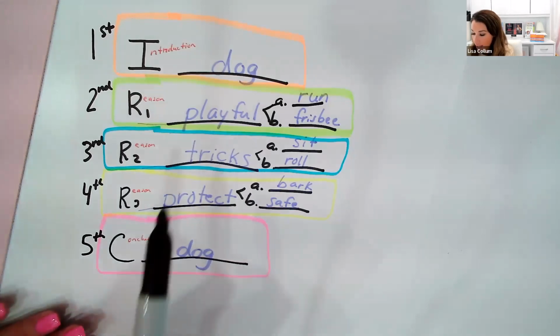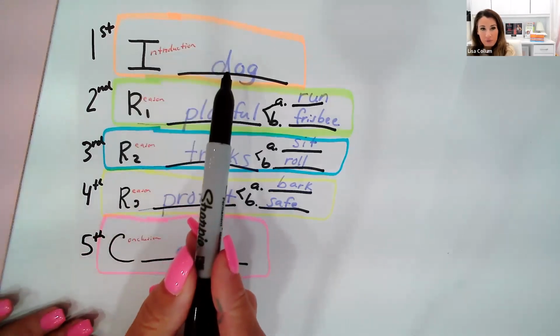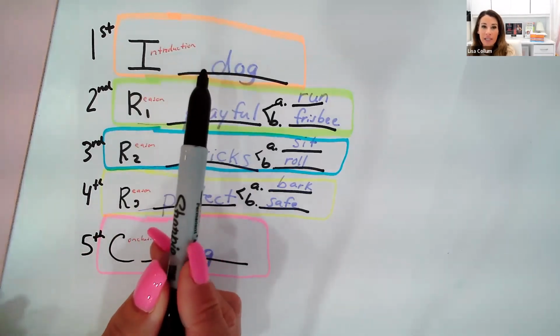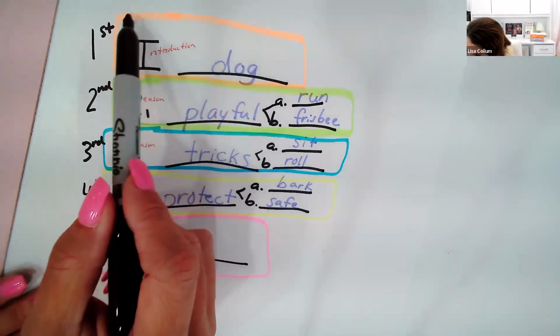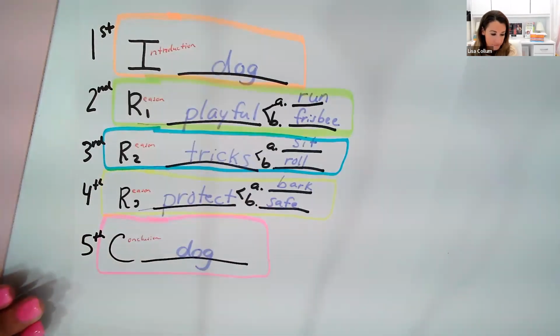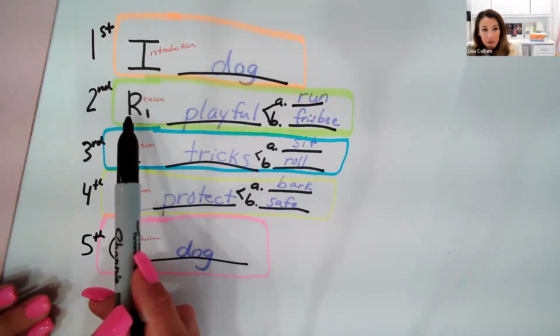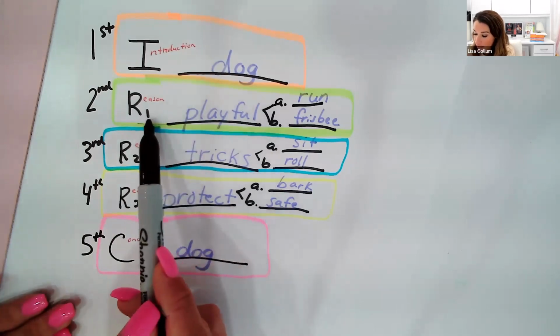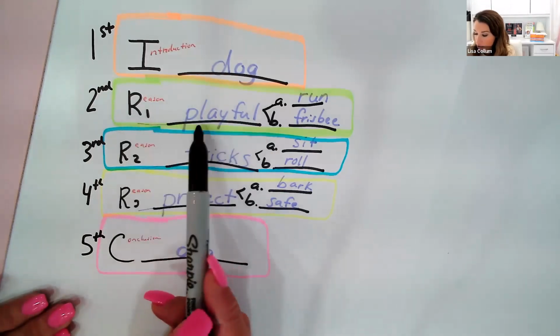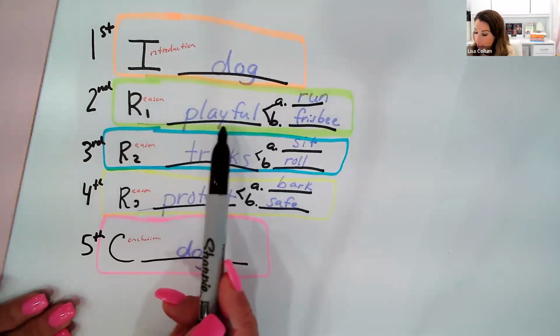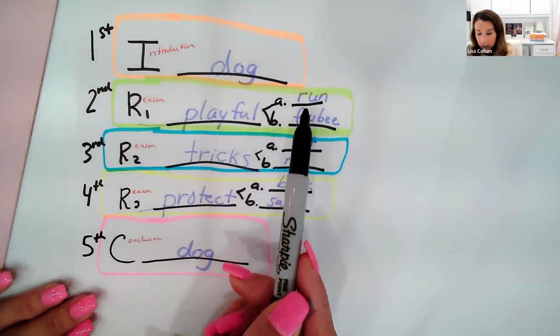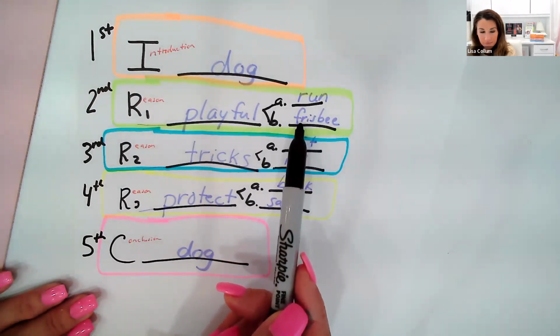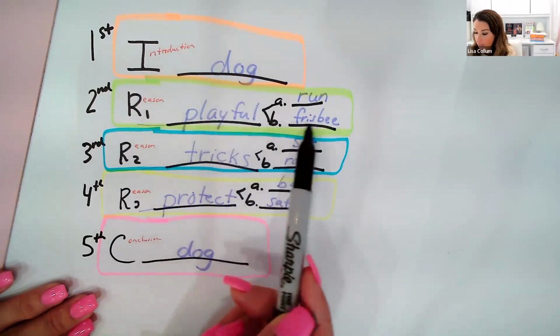So let's go through this. In your introduction paragraph, which is the first paragraph, you're going to introduce that your favorite animal is a dog, right here in the orange. For your second paragraph, watch this. You're going to say that the first reason you like dogs is because they're playful. Then you're going to talk about how they run and how they play Frisbee. All of that in that second paragraph.